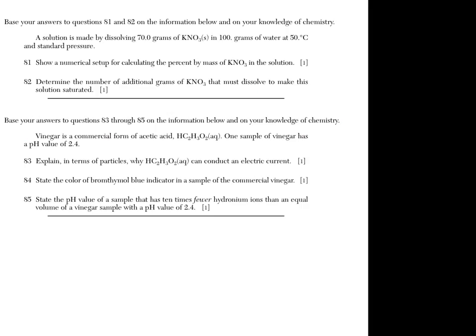And we finally arrive at the very last page of this Regents, numbers 81 to 85. At the home stretch, guys. All right, now we have a solution here made by dissolving 70 grams of KNO3 in 100 grams of water at 50 degrees Celsius and standard pressure. We have to show the numerical setup by calculating the percent of mass of KNO3 in the solution.